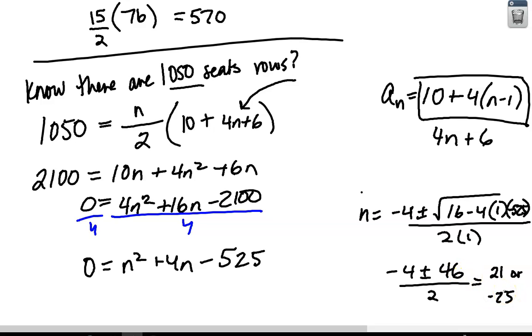Now think about this, guys. These are n values. You guys should know that n describes the term, and we have to start with n equals 1, the first term. So n can't be negative. So the only thing that could work here would be 21. So you would know this would be 21 rows. That one is a little tricky. You might want to watch that a couple times.